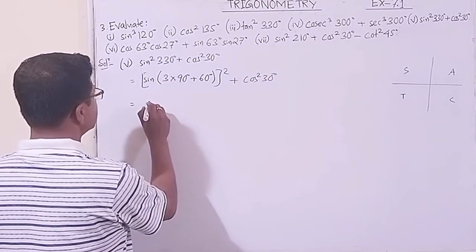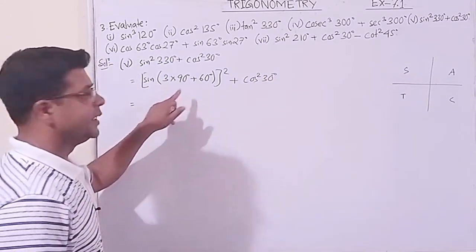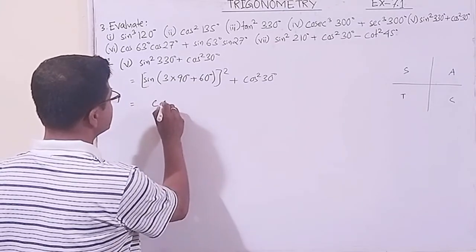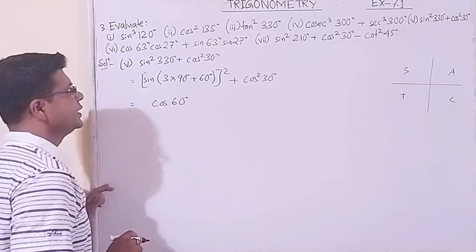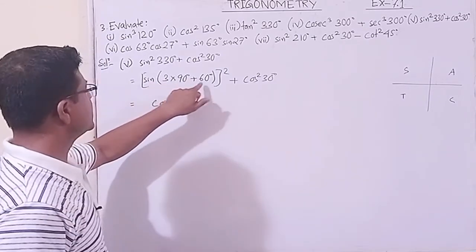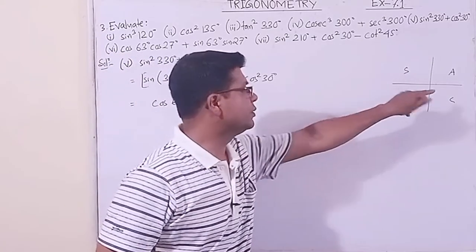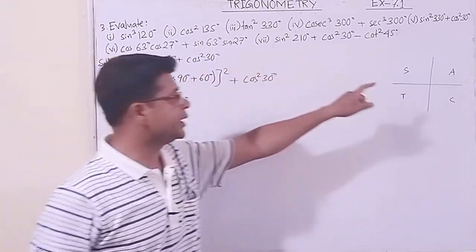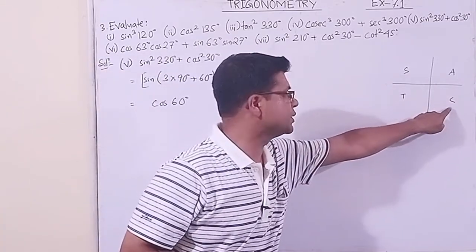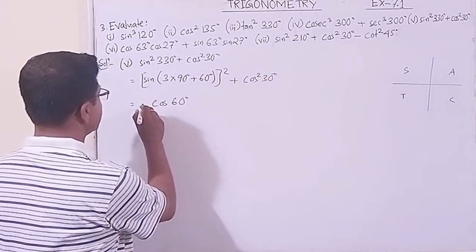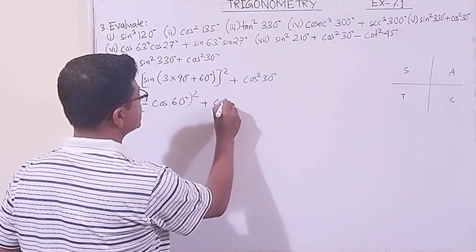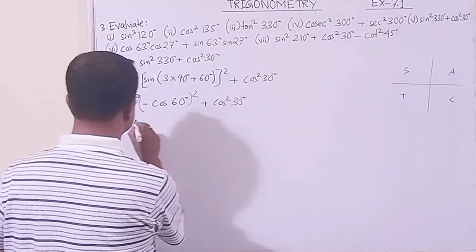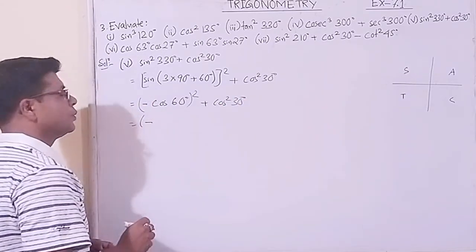Now here it is an odd multiple of 90 degree, so sine is converted to cos of 60 degree. Now this is in which quadrant? 3 plus 1, fourth quadrant. In the fourth quadrant, is sine positive or negative? Sine is negative here because cos is positive here, so this is minus cos 60, its square, plus cos square 30 degree.